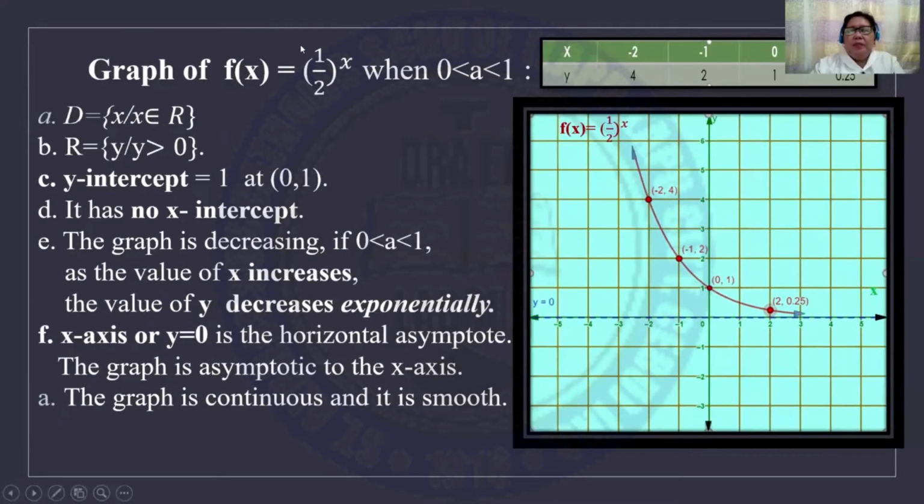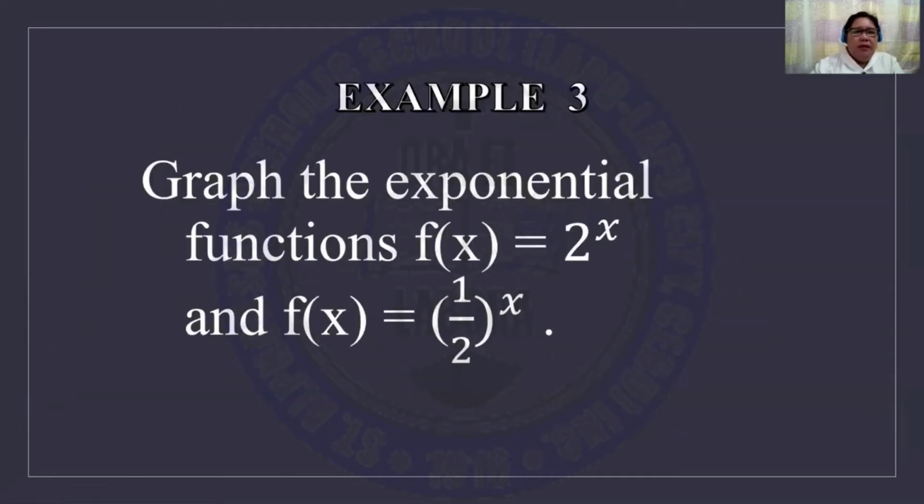And then you have to place arrowheads on both ends of the graph, because this will mean that the graph can still be extended. So this is now the graph of f of x is equal to 1/2 raised to x. Next, let us have the graph of the exponential functions.